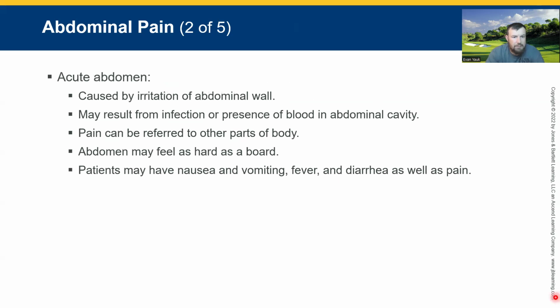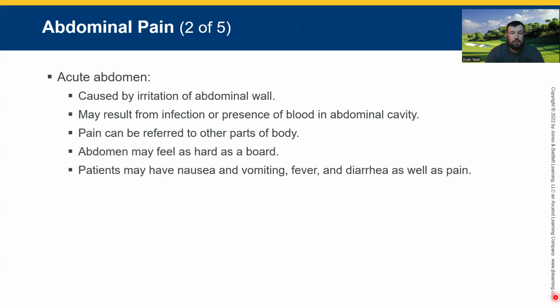Acute abdomen caused by irritation of the abdominal wall may result from infection or the presence of blood in the abdominal cavity. Pain can be referred to other parts of the body. The abdomen may feel hard as a board when you palpate it, when we touch it. Patients may have nausea, vomiting, fever, and diarrhea as well as pain.